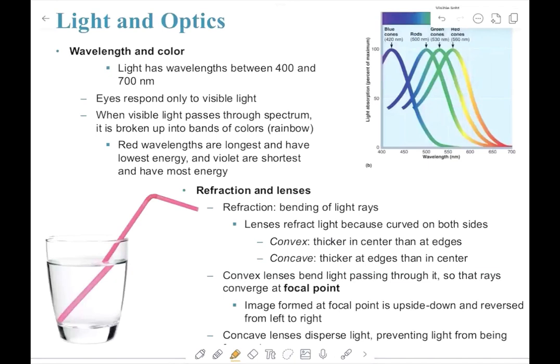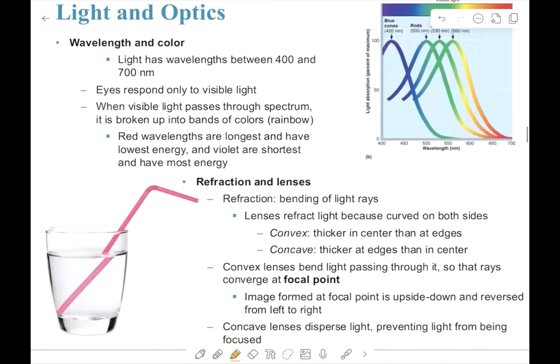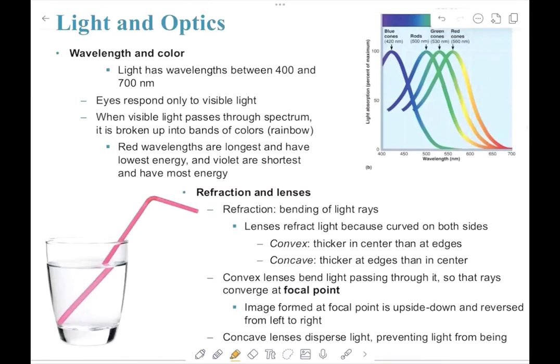This slide is showing light and optics. So the first thing that we need to talk about is wavelength and color. The photoreceptors that are in our retina respond to wavelengths that are between 400 nanometers and 700 nanometers. So the eyes respond only to that visible light spectrum.